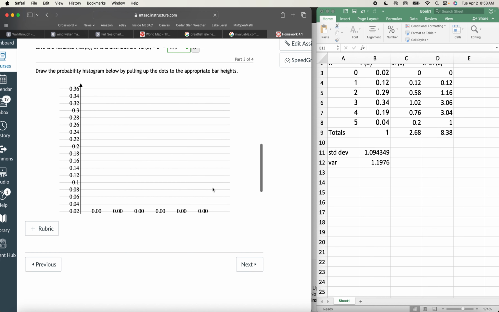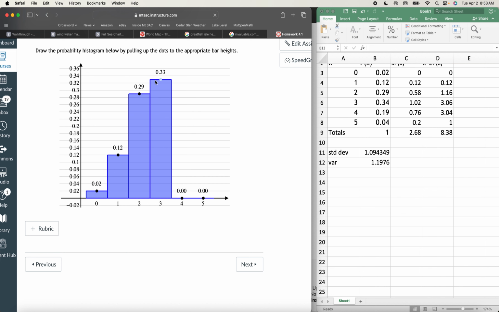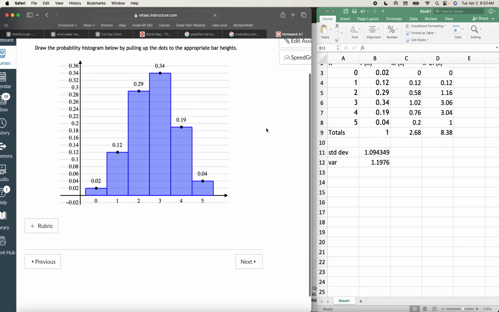Now we'll just quickly put in our bars on the histogram. So the first bar has a height of 0.02, then 0.12, then 0.29, then over here 0.34, like that. Then a 0.19, and the last one is 0.04. I have a nice bell shape, not perfect, but not too bad.